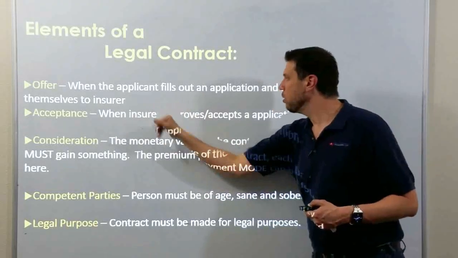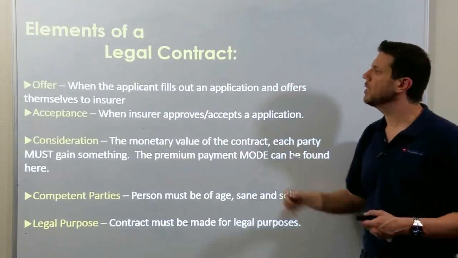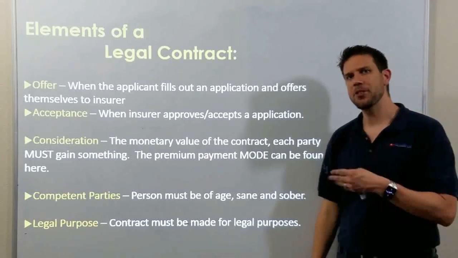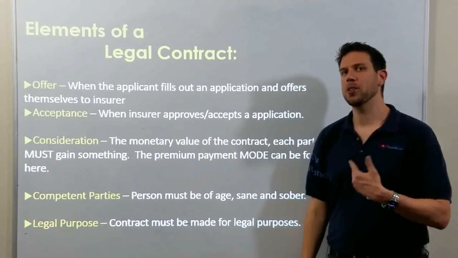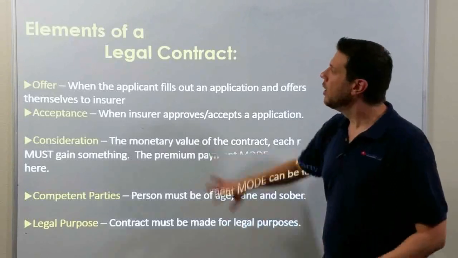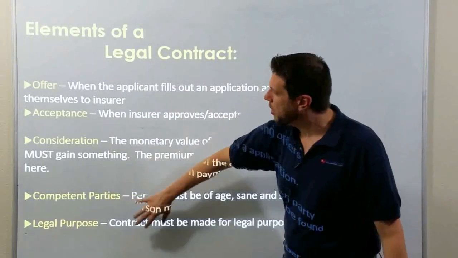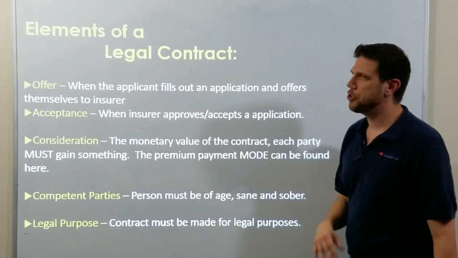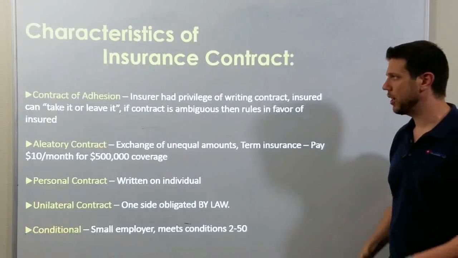That's when the insurer accepts and approves an application. Then your test likes to say, all of the following are parts of a contract except: consideration, competent parties, legal purpose, and negotiation. Negotiation is not part of a contract.